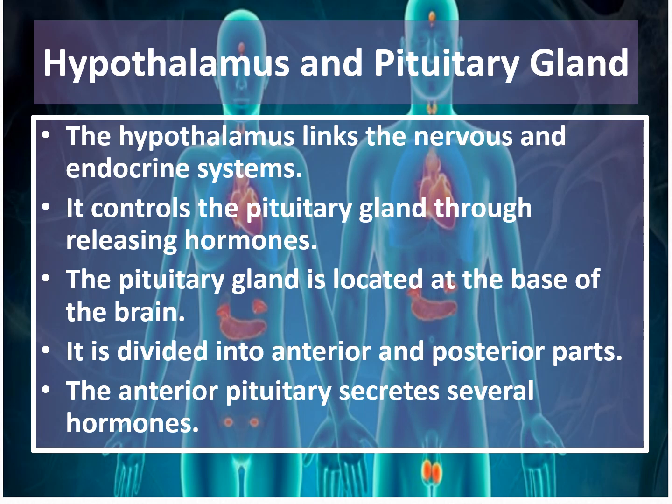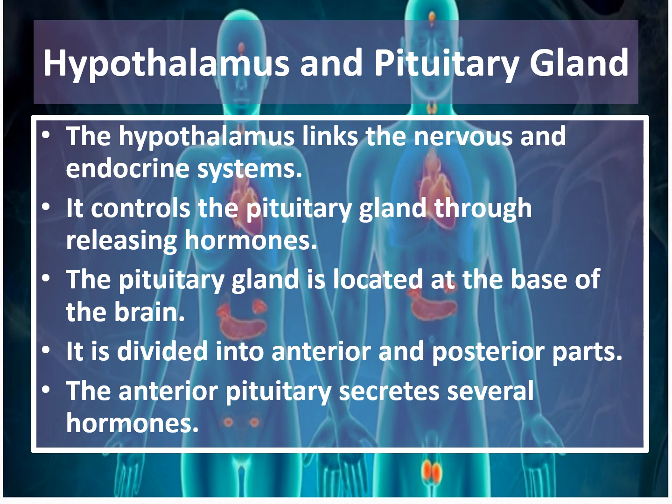Hypothalamus and pituitary gland. The hypothalamus acts like a link between the nervous and endocrine system. This controls the pituitary gland through releasing hormones. The pituitary gland is located at the base of the brain. It is divided into anterior and posterior parts.